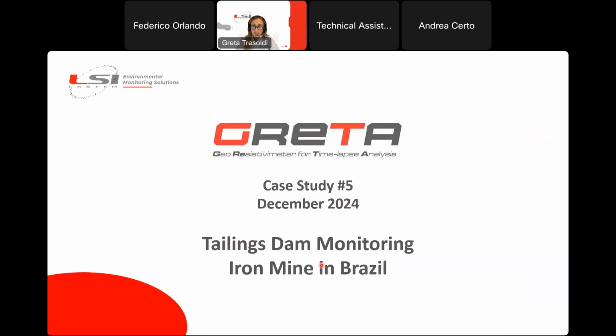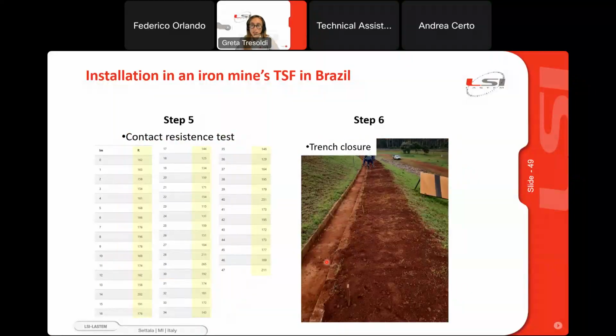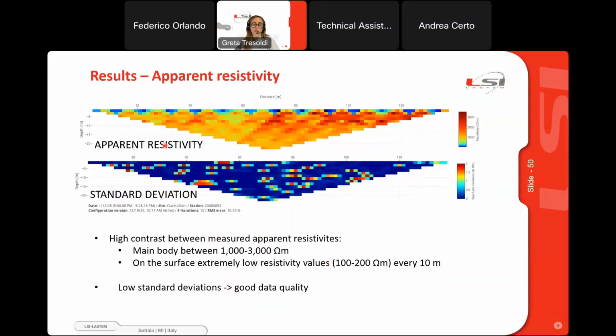The last case study is an iron mine in Brazil, the steps are always the same. The objective in this case was following over time a known seepage, installing the system downstream of the dam. And here we can plot the apparent resistivity, so the raw data before the inversion. In this case, we can see that the values of resistivity are higher compared to the other site that we have. It's an iron deposit, but we can spot this low resistivity value at the surface every 10 meters.